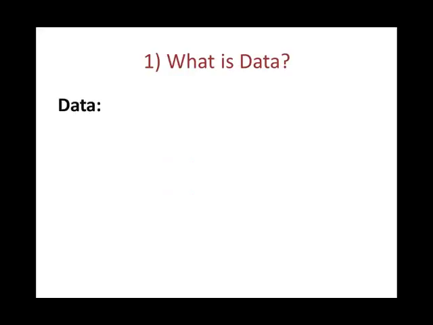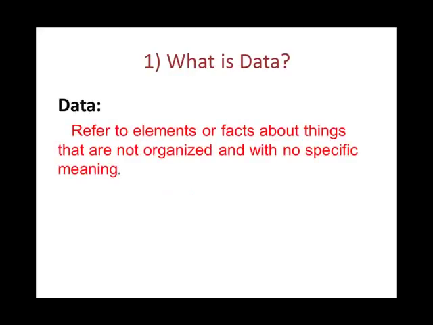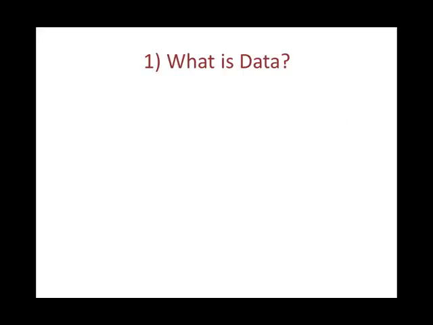So what is data? Data basically refers to elements or facts about things that are not organized and with no specific meaning. It means certain basic elements that are raw, that are basic, that have no specific meaning to us as human beings. And I'll show you an example.